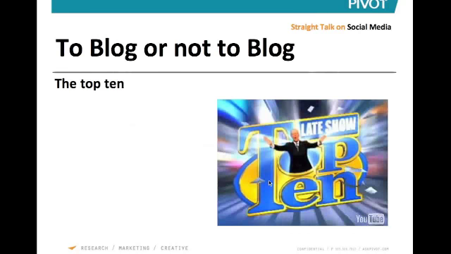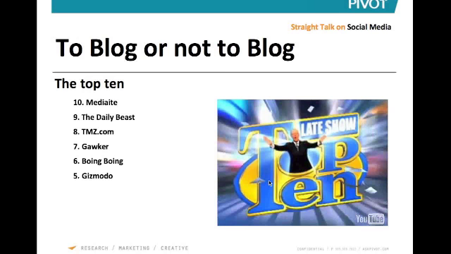First, I want to show you the list of the top 10 blogs out there. Number 10 is Mediaite. Number 9 is The Daily Beast. Number 8 is TMZ.com. Number 7 is Gawker. Number 6 is Boing Boing. Number 5 is Gizmodo. Number 4 is Engadget. Number 3 is Mashable. Number 2 is TechCrunch. And number 1, the top blog, is the Huffington Post.